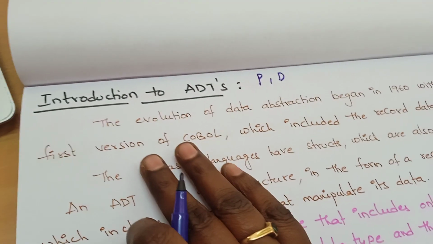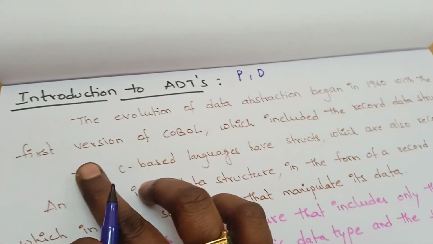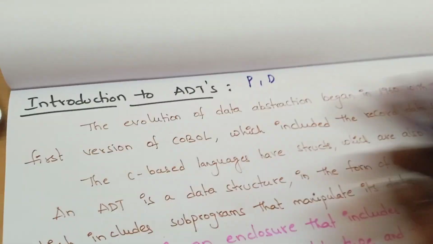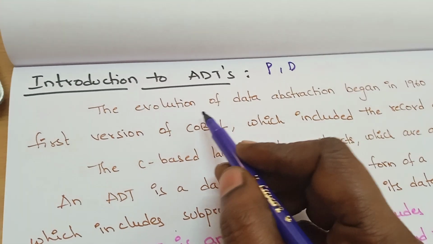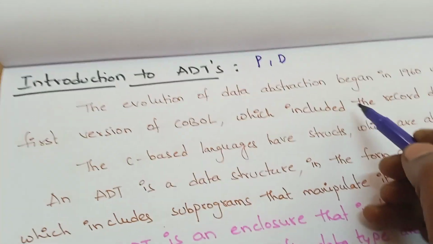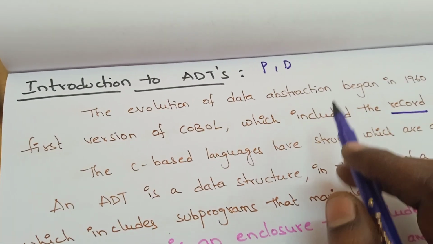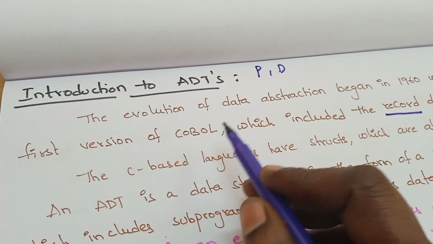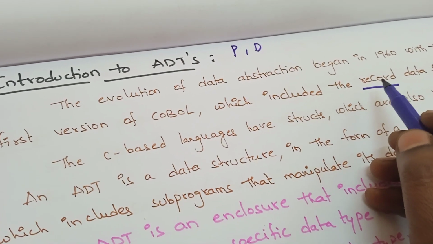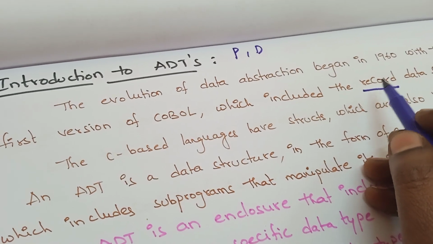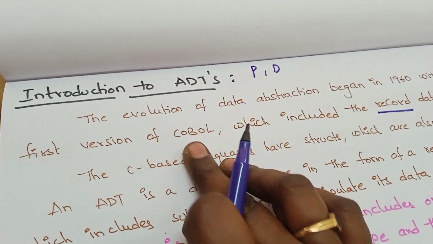Now, the evolution of data abstraction began in 1960 with the first version of COBOL. COBOL is a programming language, and it uses records to store the information of the program, or else COBOL programs get constructed through records. For more detailed clarity, you can watch the video on COBOL.